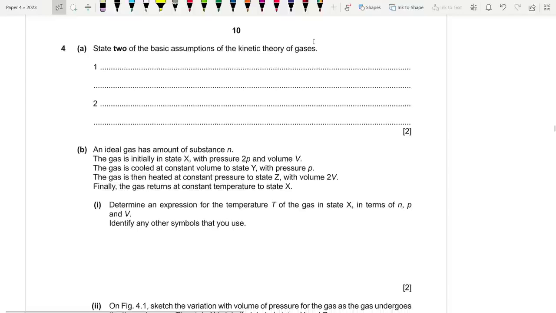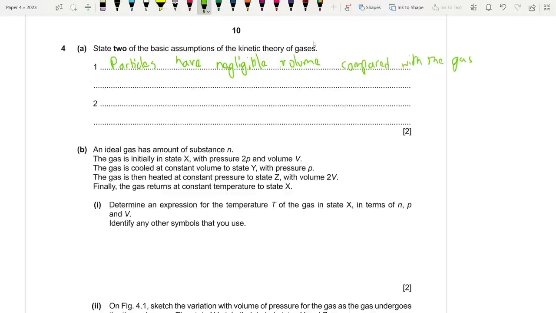State two basic assumptions of the kinetic theory of gases. Fine. We can go for easy ones, like the particles have negligible volume compared to the volume of the container. Negligible volume compared with the gas. They said compared with the gas.